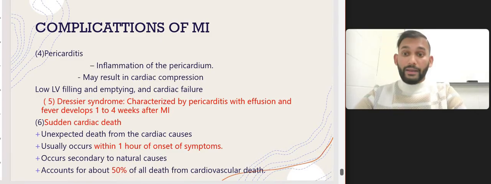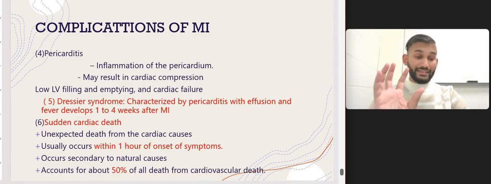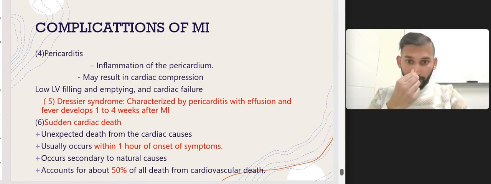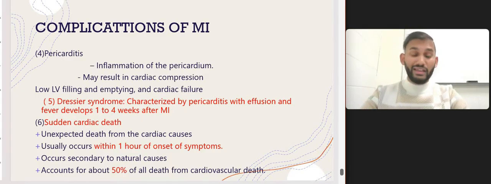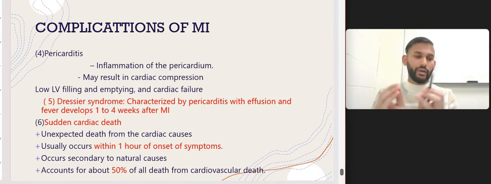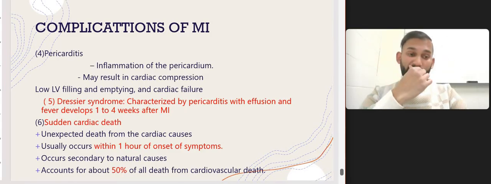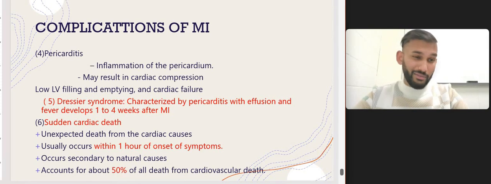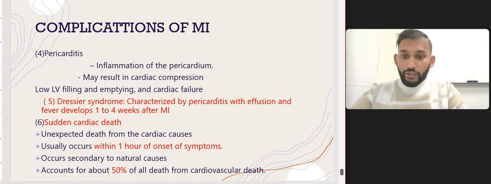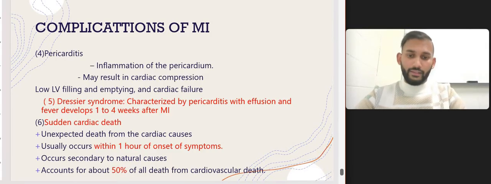Other complications include pericarditis, which is the inflammation of the sac that surrounds the heart itself, the pericardium, and it can cause cardiac compression, maybe even cardiac tamponade, which is just a fluid buildup around the heart. If the heart is beating and there is a fluid buildup around it, it will not be able to relax properly. As a result, you'll have different problems such as muffled heart sounds, jugular venous distension, and those kinds of things. You can also have sudden cardiac death within 1 hour of the onset of the symptoms. 50% of the deaths from cardiovascular disease are accounted for by that.